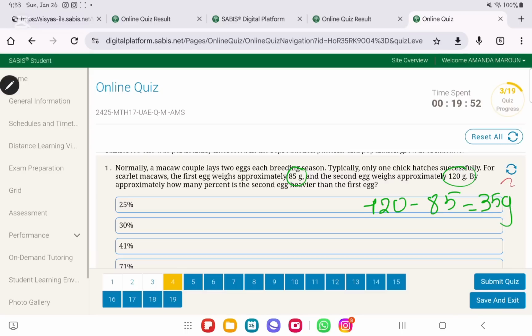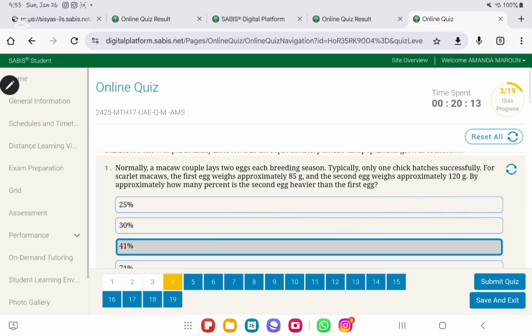Okay, and we are going to take this difference and put it over the mass of the first egg, which is 85 grams. And we're going to multiply it by 100. So 35 over 85 times 100 is going to be approximately 41%. So the second egg is 41% heavier than the first egg.